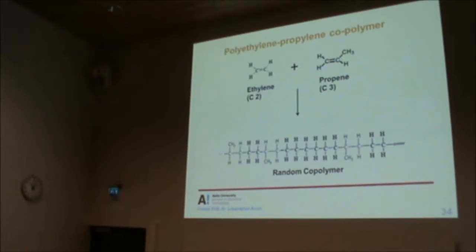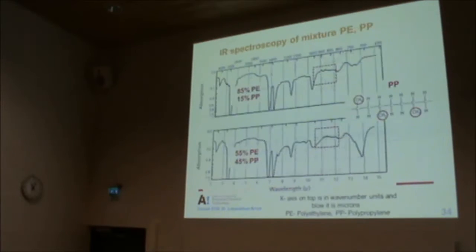Okay, now when you do a random copolymer, you can imagine this to be a combination of polyethylene and polypropylene. Now what we want to do is, let's say you're mixing these two polymers and you want to find out how much of this monomer is there, how much of this monomer is there. And that's the problem that we are going to deal with using infrared spectroscopy.